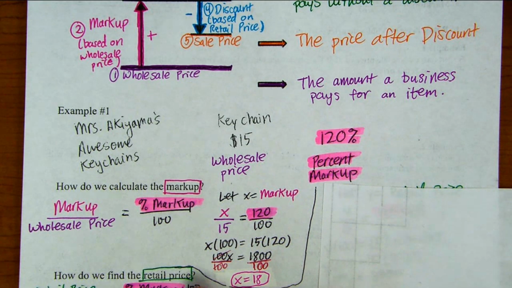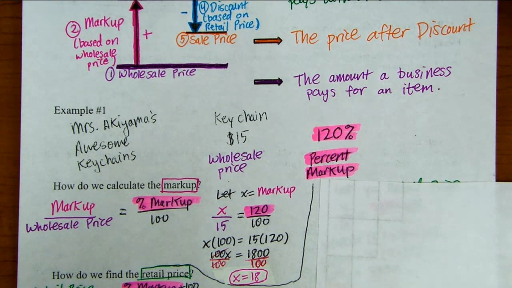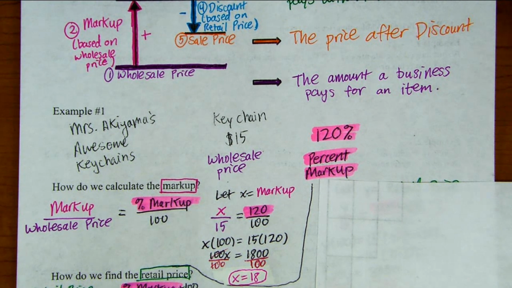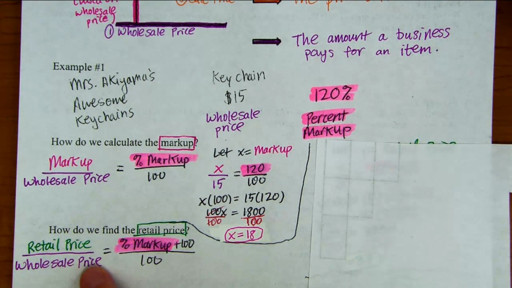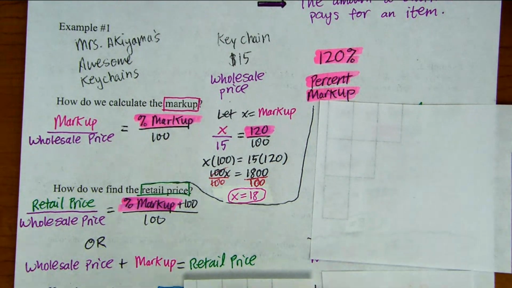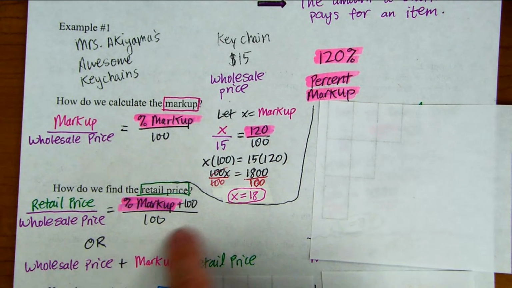Now, this is how much money a normal paying customer will spend on the keychain. Now, there's two different ways that we can calculate the retail price, depending on what information we're given. So you can either start with the wholesale price and calculate the retail price by taking the percent markup, adding 100% to that, and then dividing by 100, and using this setup. Or if you happen to already calculate the amount of markup, you can add that to the wholesale price to get the retail price.